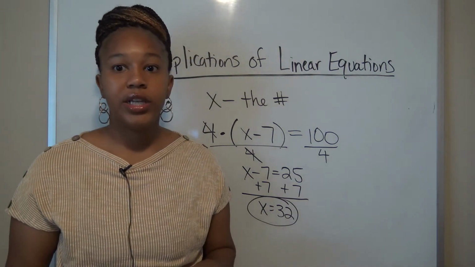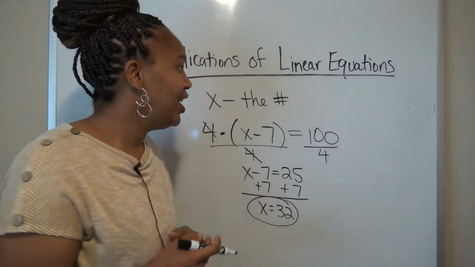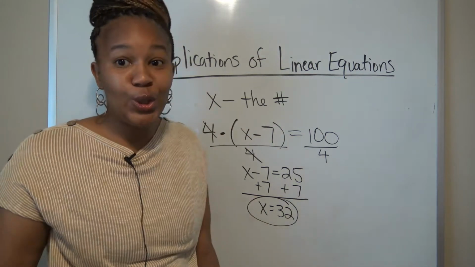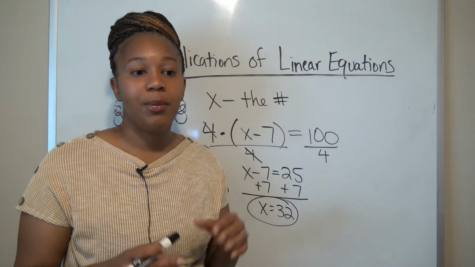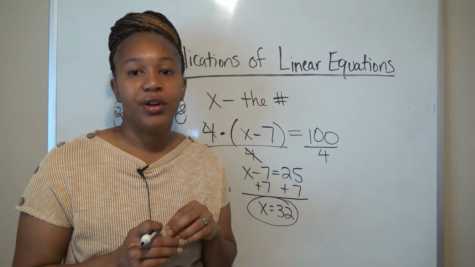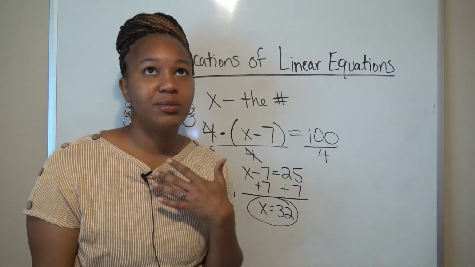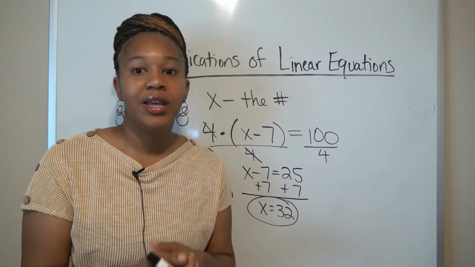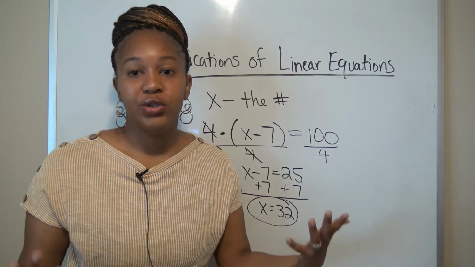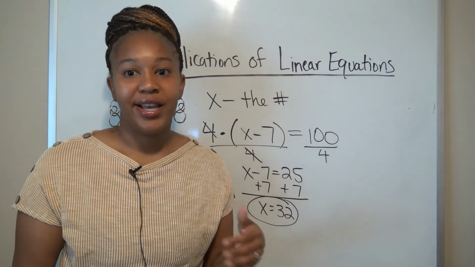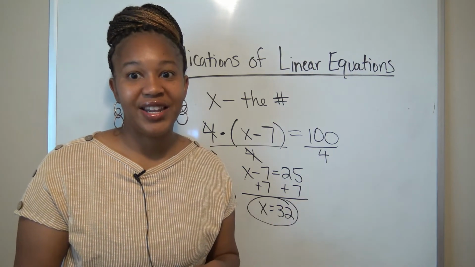So that was step 4. We solved the equation. Now we want to state the answer clearly. We will say that the number is 32. That's all you will say. The number is 32. And let's check it. It says the product of 4 and a number decreased by 7. So 32 decreased by 7. 32 minus 7 is 25. So the product of 4 and 25 is 100. So it actually checks out, and that's how you will work that problem. Let's look at another one.